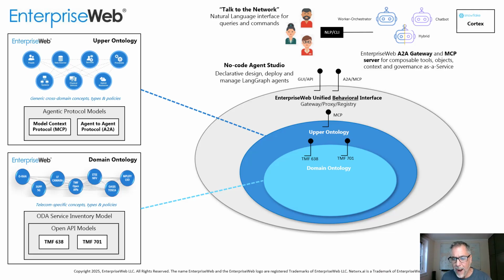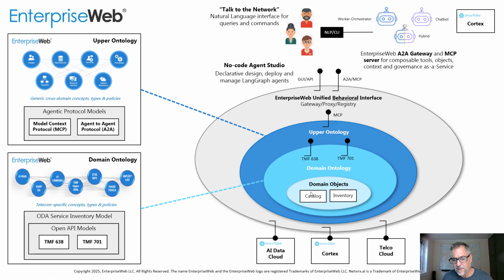Enterprise Web is wrapping the ontology with all of those capabilities, so you don't have to worry about them or implement them on a case-by-case basis. So the domain ontology is where we have concepts like the ODA Service Inventory, as well as Open API models for TMF 638 and TMF 701. And below the domain ontology are domain objects, or instances of typed objects that are modeled for the domain. So essentially, it's a layered or nested approach here.